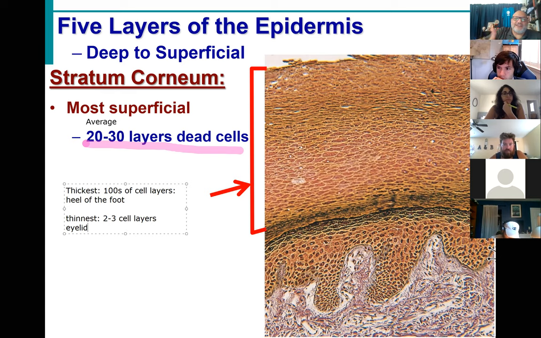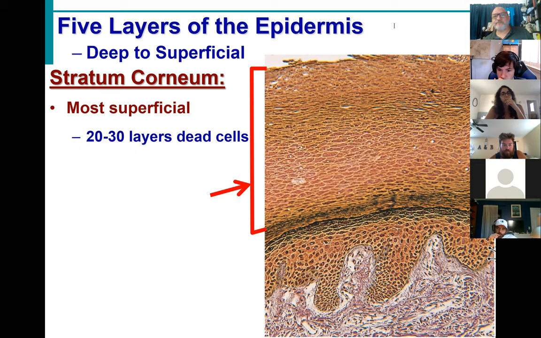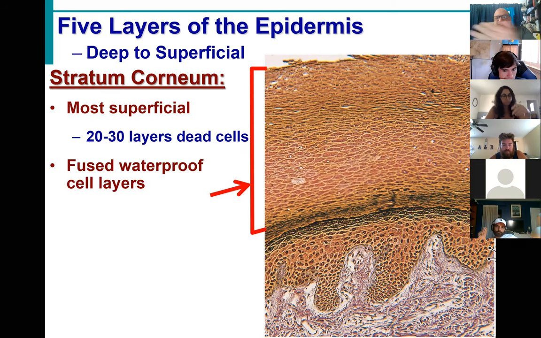So yeah. So obviously 20 to 30 layers is the average, but it's pretty meaningless. Obviously thick skin can have hundreds and more layers, and thin skin is just that. I mean, thin skin, especially like over the eyes, but arms and other places, it's going to have fewer as well. All right. Now, this is that hardened fused protective layer.